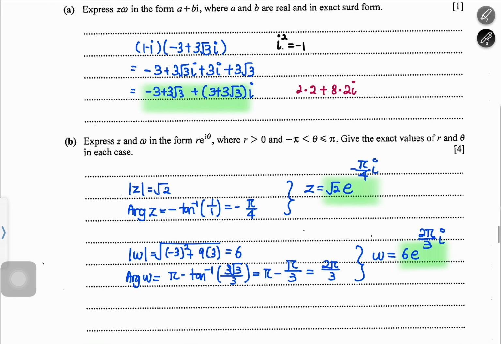The next part is asking you to leave the answer in the Euler form. So what is the meaning of this r? r is exactly the magnitude. Theta is exactly your argument.